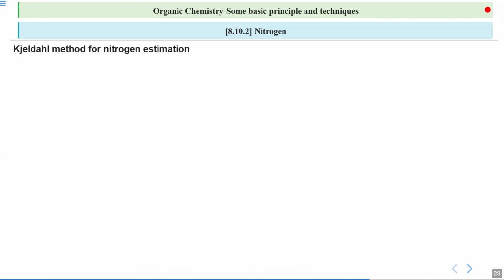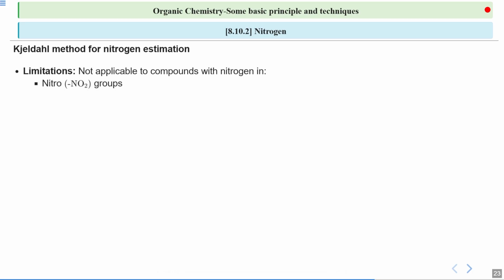Then moving on further in the Kjeldahl method. What are the limitations of this method? It is not applicable to compounds with nitrogen in nitro groups, azo groups, or nitrogen in heterocyclic rings. Example, pyridine. Nitro means NO2 group. Azo is represented by single bond, double bond and single bond. And the third one was nitrogen in heterocyclic compound, whose example I already told you, which is pyridine.